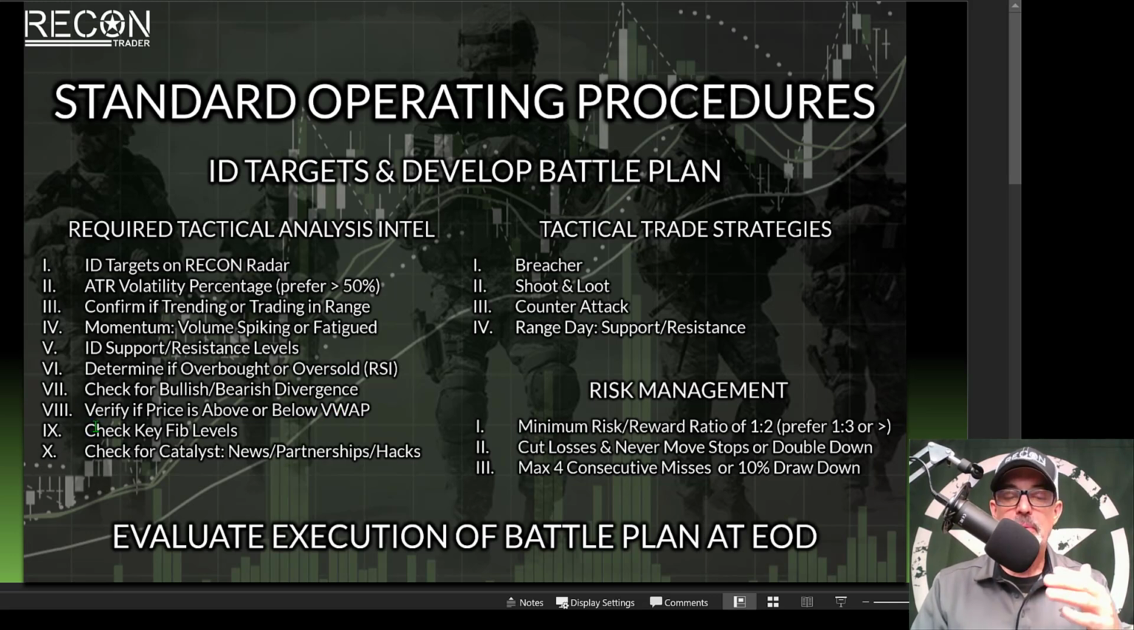And then another bit of intel that plays more of a role in my larger accounts is I'll check key fib levels.